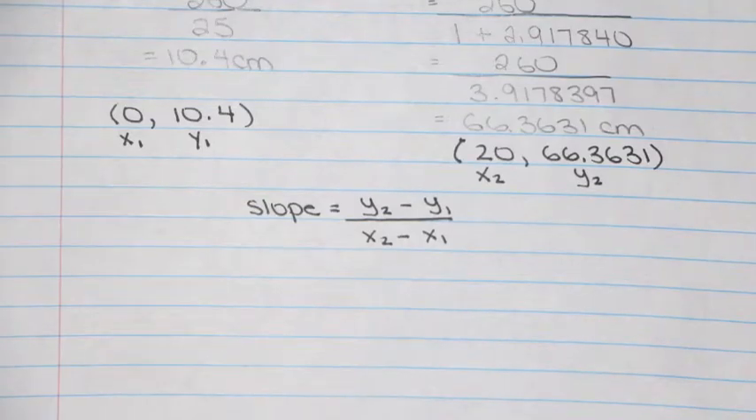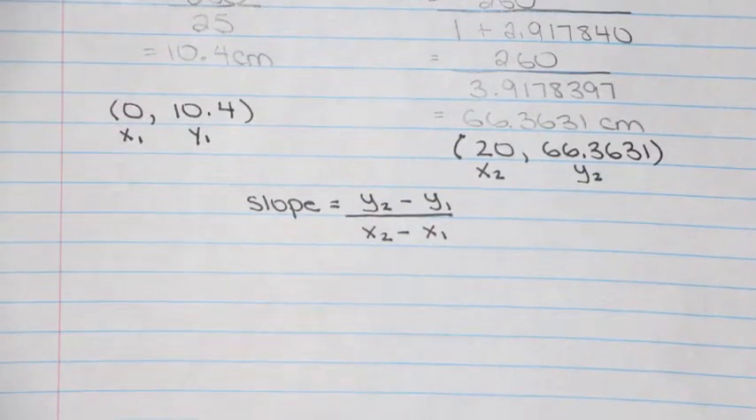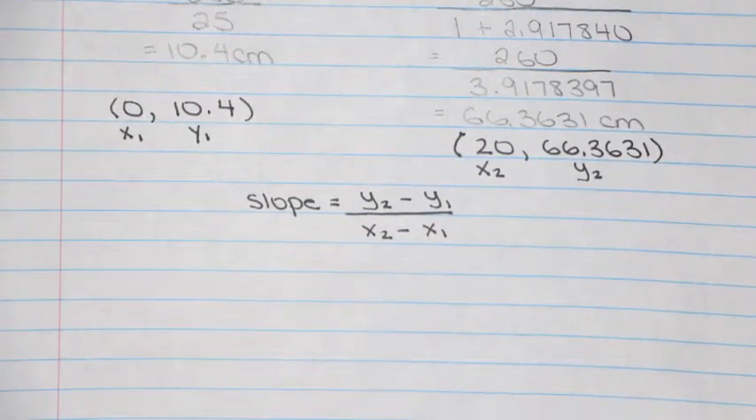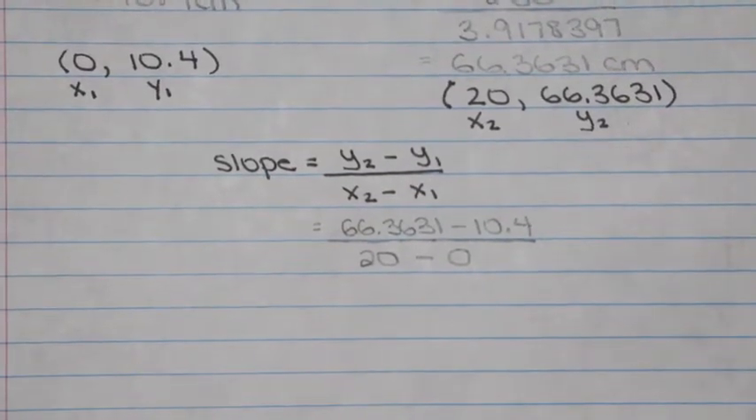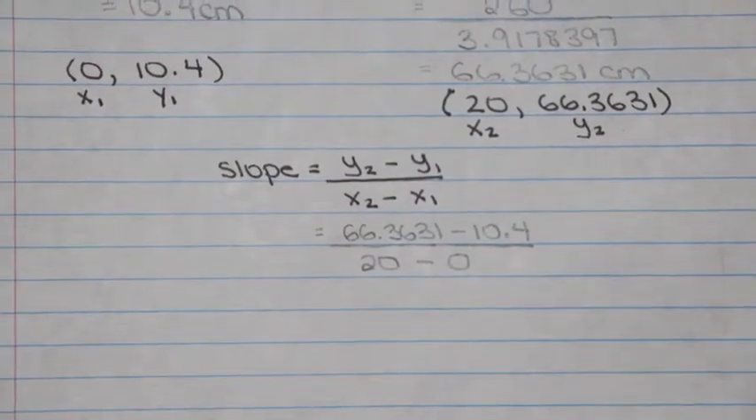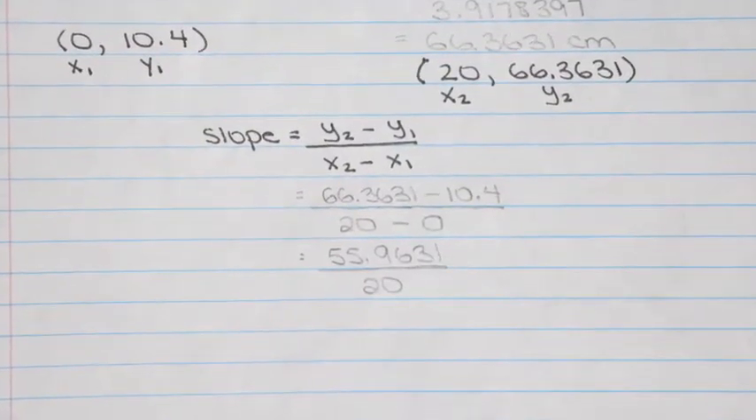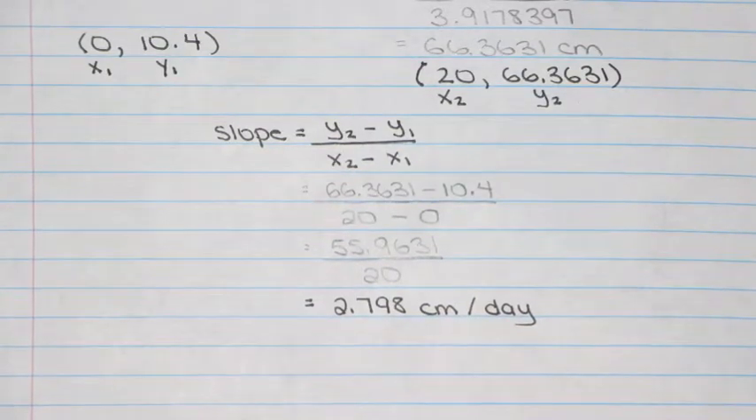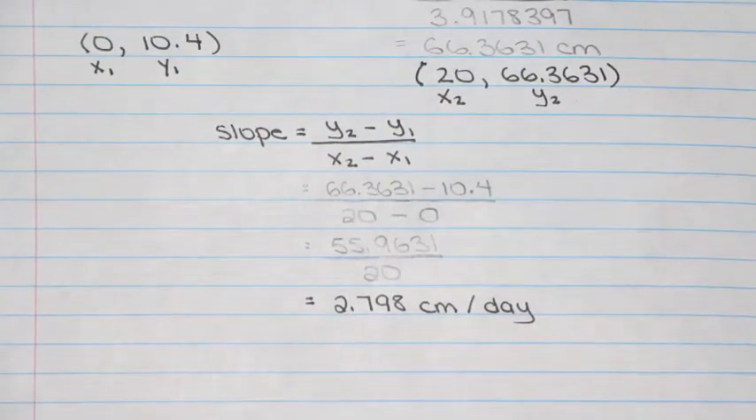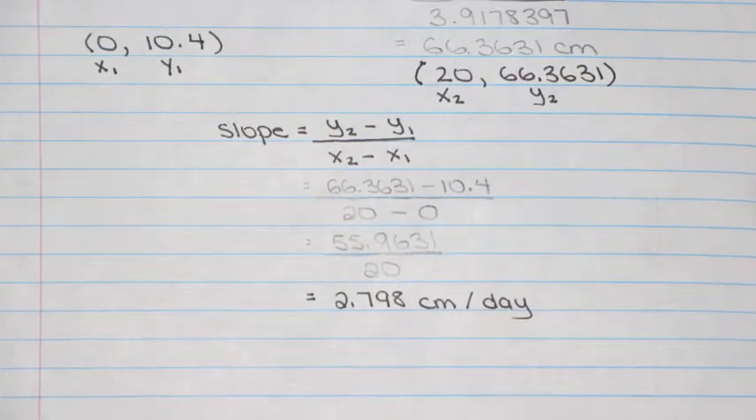Then, plug these values into the slope equation. Slope is equal to y2 minus y1 over x2 minus x1. It becomes 66.3631 minus 10.4 over 20 minus 0. This is simplified to 55.9631 over 20. The average rate of change is equal to 2.798 centimeters per day. It makes sense that a sunflower would grow around 3 centimeters every day.